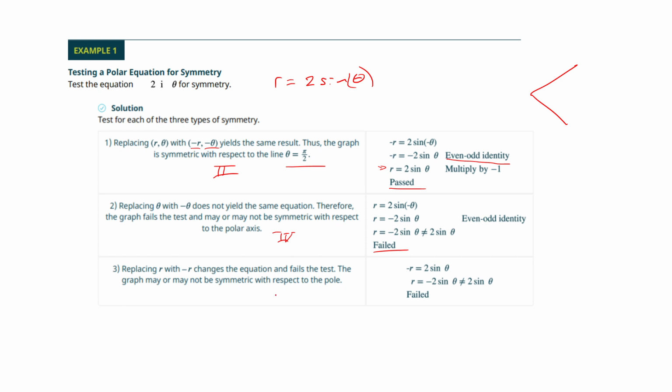Now how about in terms of the origin, the pole? In order to check that, we're going to simply change r to negative r. If you see what's going to happen here, plug in negative r, we do not get back to the same thing, so we failed that one as well. So the only symmetry we found is with respect to the y-axis.